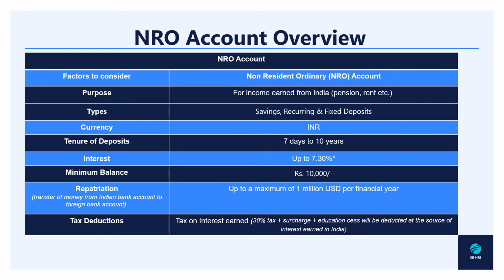The interest on the fixed deposits can be earned up to 7.30%, which I would like to mention is something that updates every month. So if you want to know about the latest interest rate, you can just visit our blog and you can get the relevant details. The minimum balance that is required to be maintained in an NRO account is rupees 10,000. The process of repatriation, which means the transfer of money from your Indian bank account to your foreign bank account, can be done, but up to a maximum of 1 million US dollars per financial year.